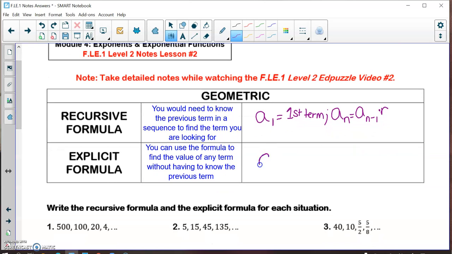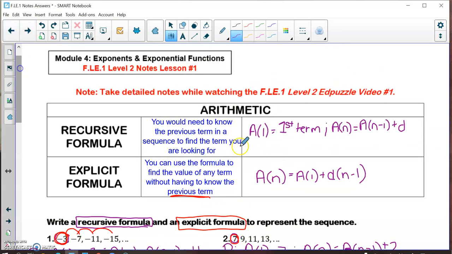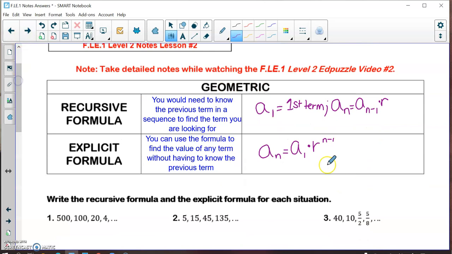The explicit formula would be lowercase a sub n is equal to your first term, which I'm going to write as a sub 1, times your common ratio. Now this is a little tricky, to the n minus 1 power. Whereas over in arithmetic sequences we multiplied by n minus 1, here we're going to raise our common ratio to the n minus 1 power, because now this is very similar to the format of y is equal to a times b to the x power, except it's a sub 1 times r to the n minus 1 power.